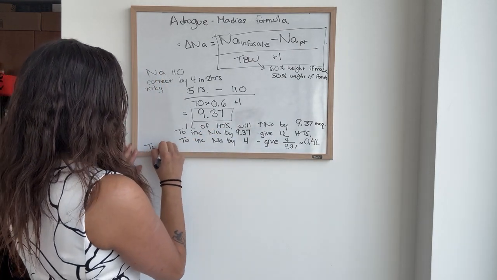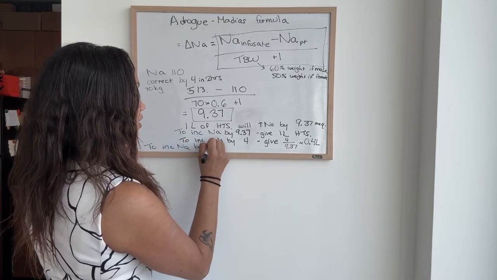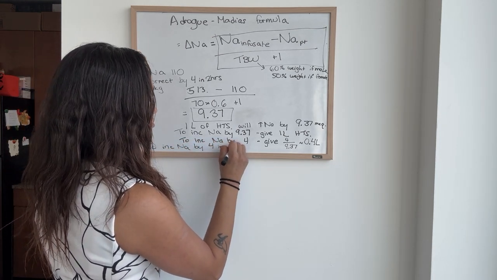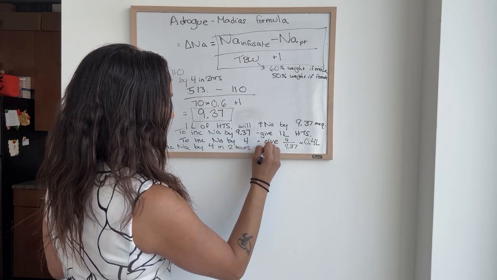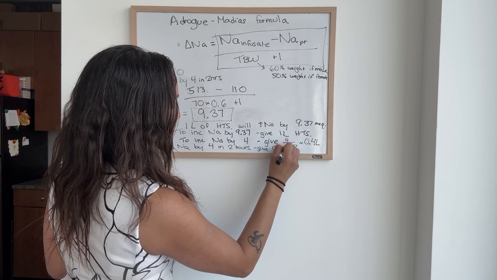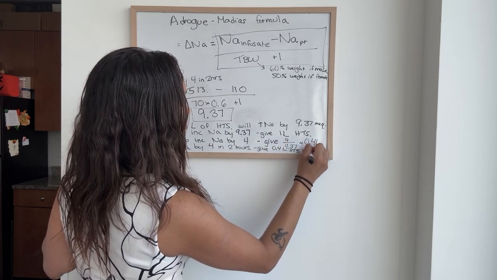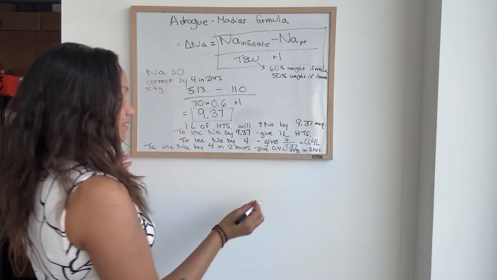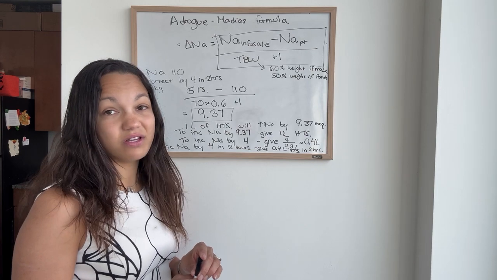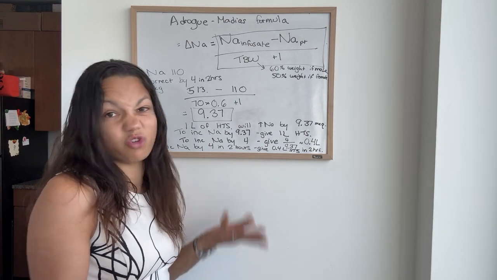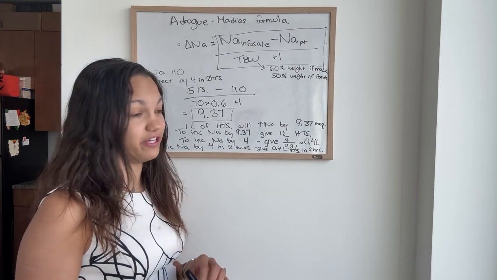Let's write that out. To increase sodium by 4 in 2 hours, give 0.4 liters of hypertonic saline in 2 hours. So 400 cc's of hypertonic saline in 2 hours. That's just 200 cc's per hour of hypertonic saline for 2 hours.